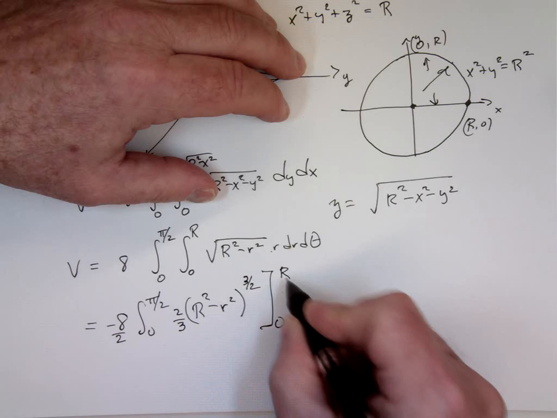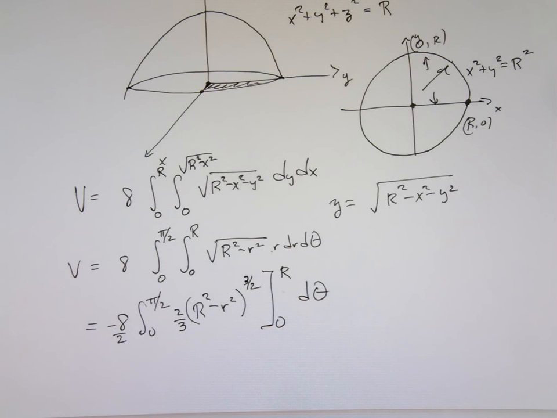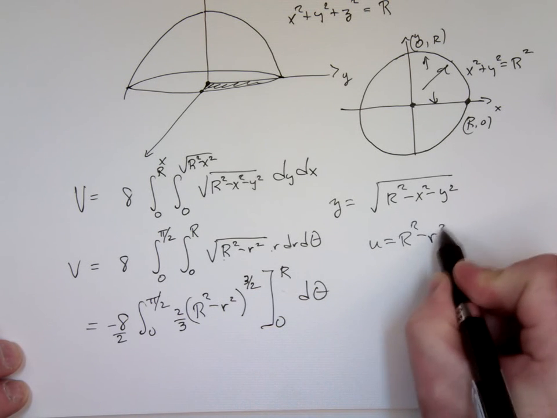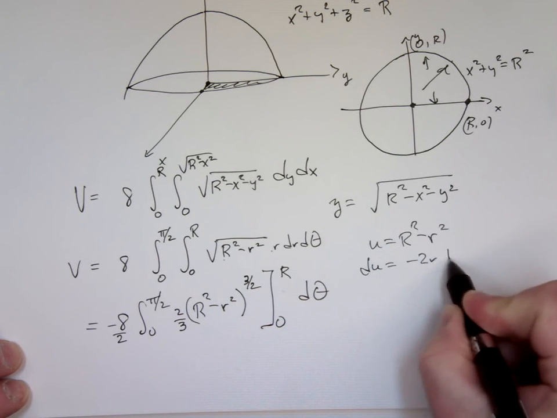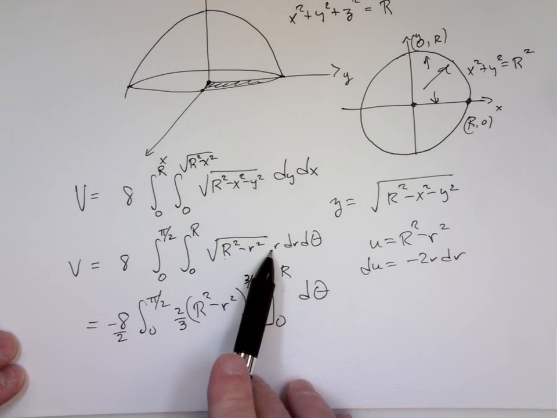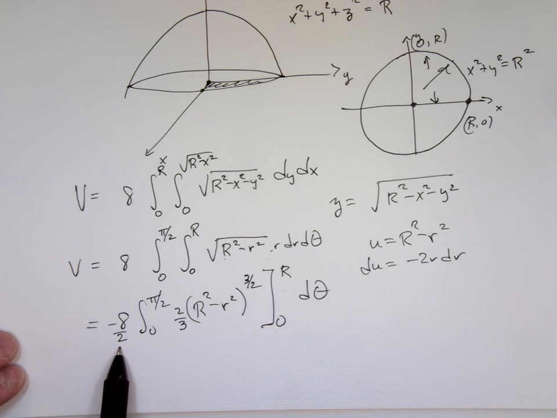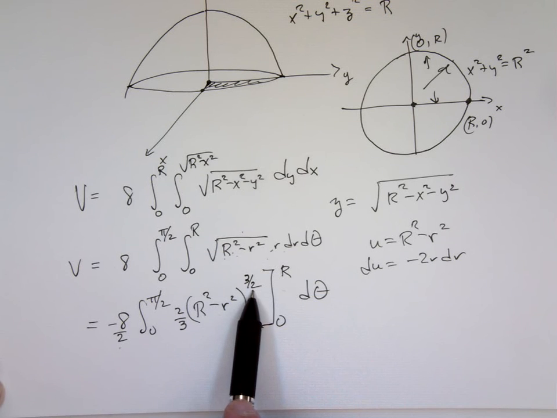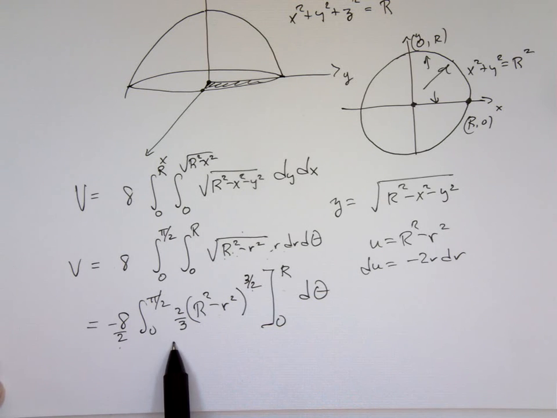All right, you've got to check that out. Here's what I've done. My u is big R squared minus little r squared. The du is a negative 2r dr. I have an r, but I need negative 2 of them. So I multiply by negative 2 here and negative 1/2 outside. That gives me the du part that I need. This becomes a u to the 1/2 du integral, which is u to the 3/2 divided by 3/2, which is times 2/3. Okay? That's what the integral is.